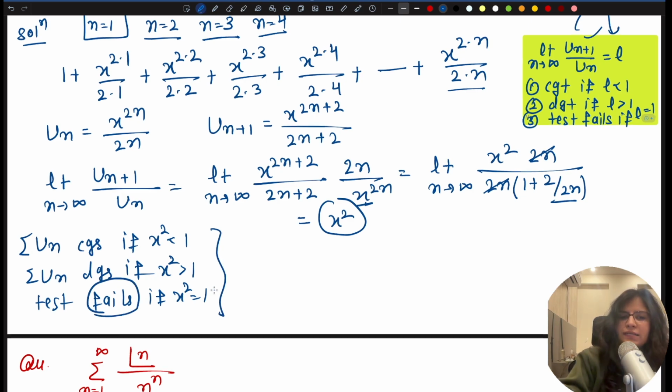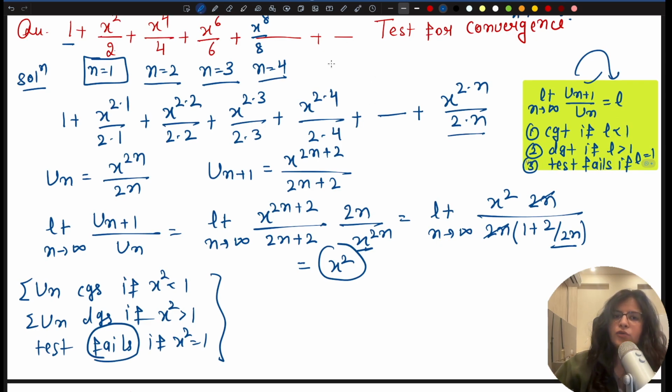So जहाँ पर test fail होता है, इसका मतलब go back to your series, put x square equal to 1, then assess the series by using a different test. कोई दूसरा टेस्ट यूज़ करके assess करो, है ना. तो एक्स स्क्वायर को 1 पुट करेंगे, put x square is equal to 1 in the series, summation un.